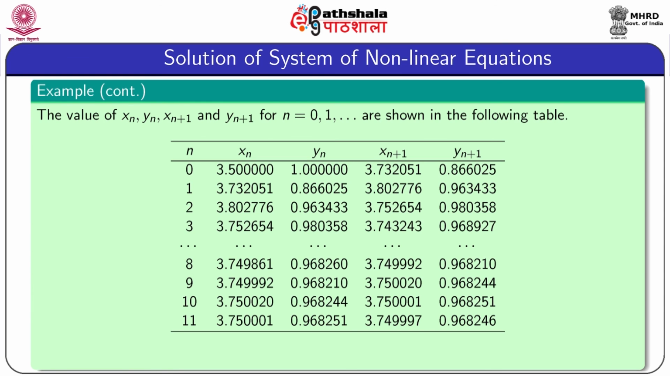The first row represents the values of x0, y0, x1 and y1, and the last row represents the values of x11, y11, x12 and y12. So, from the last two rows we see that the iteration scheme converges to the root 3.75000, 0.96825. So, this is a root correct up to 5 decimal places.